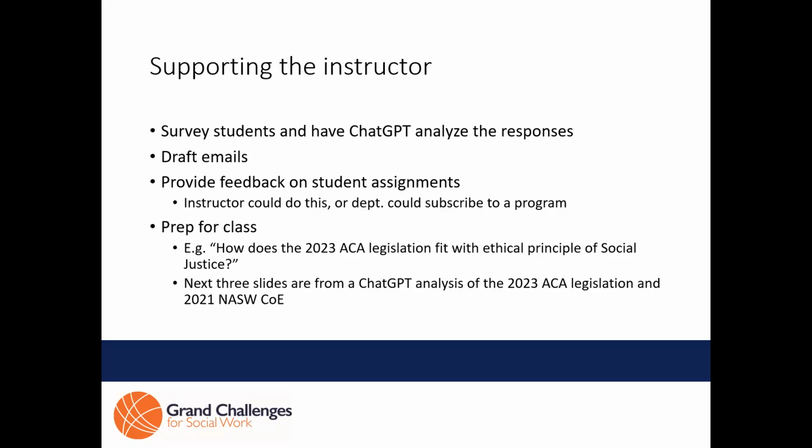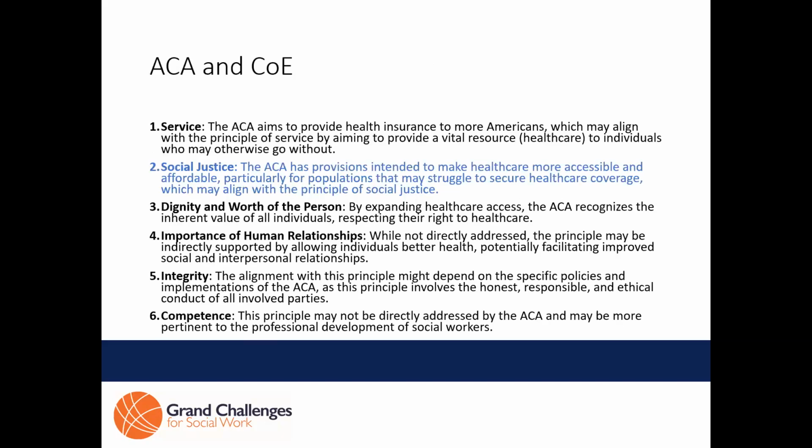It could, and then I asked it to look at the Affordable Care Act based on the ethical principles of social work ethics. There are six ethical principles in the NASW Code of Ethics. So this was the first slide. I know there's a lot of words here, but: service, social justice, dignity and worth of the person, importance of human relationships, integrity, and competence. ChatGPT pulled this out of the PDF of the Code of Ethics. I did not tell it that these were the ethical principles, so it was able to do that. That was a check that I did: is it pulling out the right stuff?